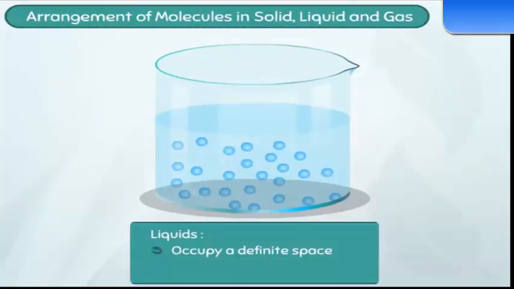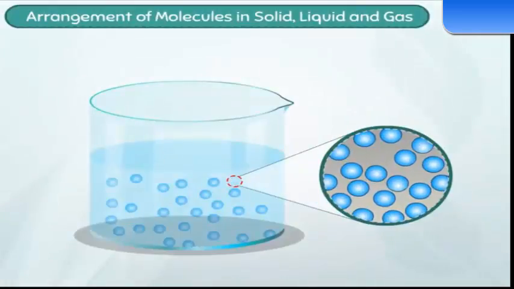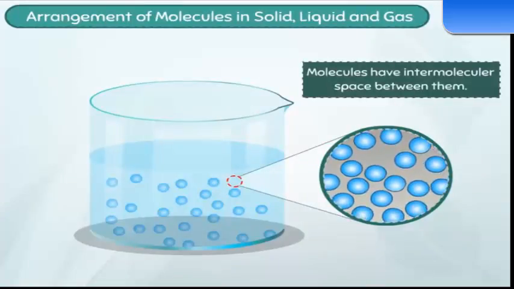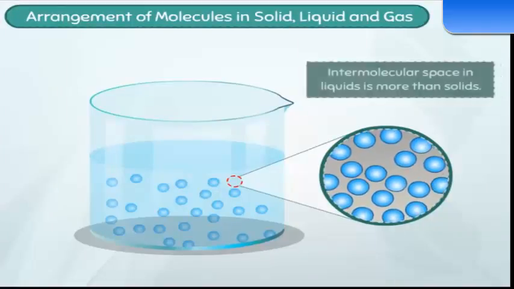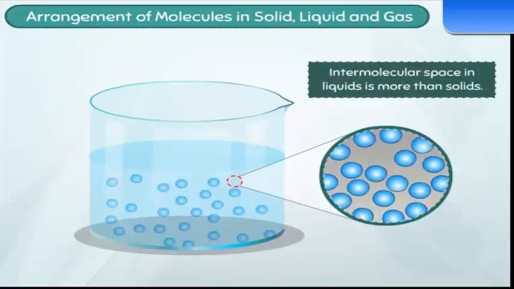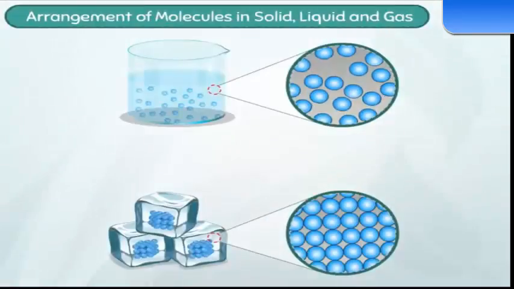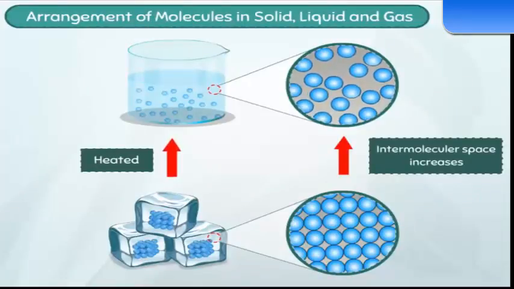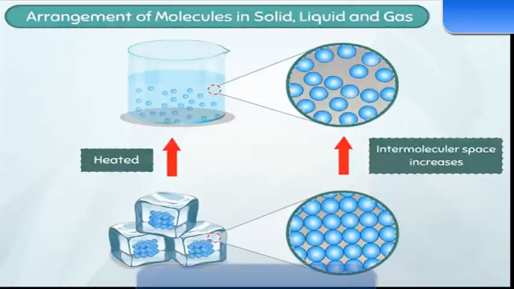Now we'll move on to liquid, which we are taking as water. They occupy a definite space and they don't have a definite shape. If you keep liquid in whichever container, it takes the shape of that container. The intermolecular space between the molecules of water or liquid is more as compared to that in solid. Due to this, they are free to move here and there in the container, but they don't have a definite shape because of this property.